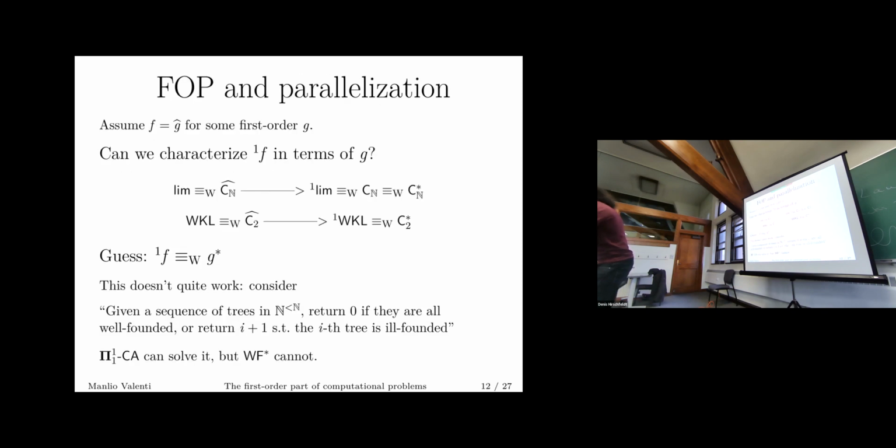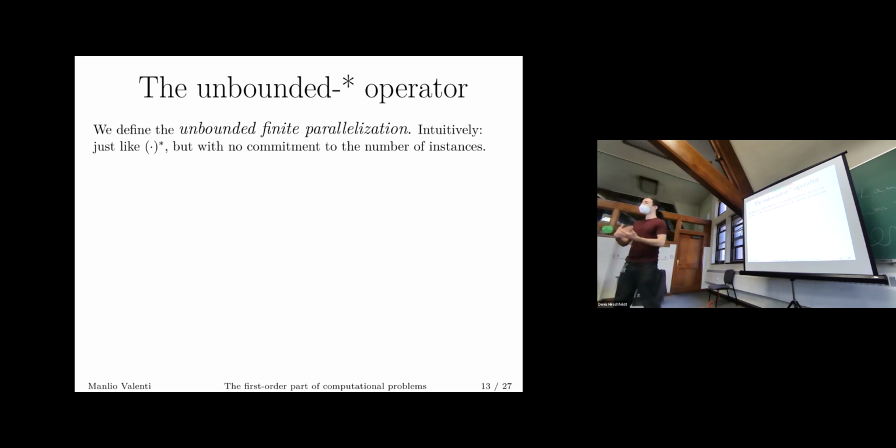So the idea is essentially that the problem for us is that we need to commit to a certain bound. We would like to relax this condition, and that's essentially what we are trying to do now. We introduce a new operator that fits in between the finite and the infinite parallelization, something we call the unbounded finite parallelization. Intuitively, it has to work like the finite parallelization, but you don't want to commit in advance to any specific number of calls.